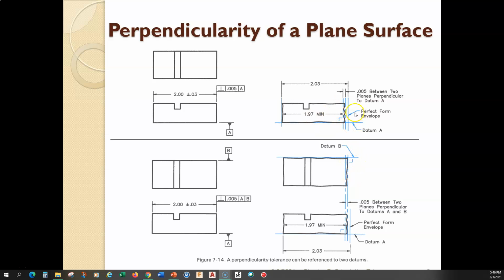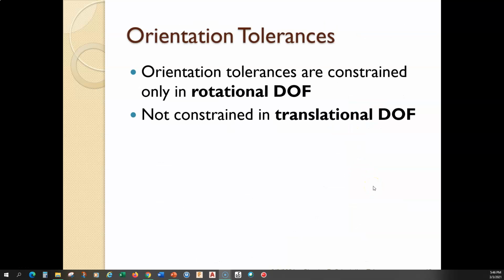Now notice in the top, we're not controlling it to be perpendicular to B. So the surface in question, this surface right here, does not have to be perpendicular to B. It still has to be within the 197 to 203, but it does not have to be within a 5 thou tolerance zone. That's the only tolerance zone there is relative to datum A. Okay.